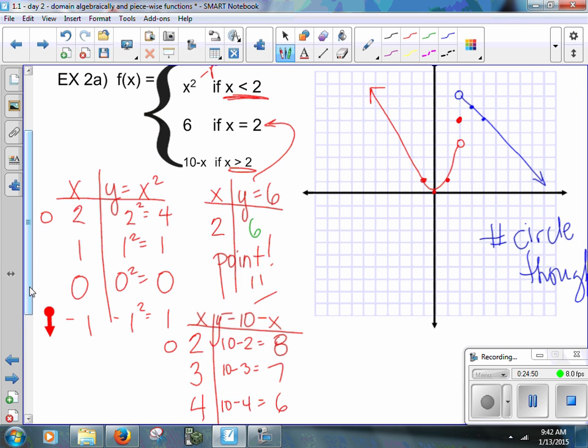But it starts right there. It starts at the bottom of that parabola. Or does it?